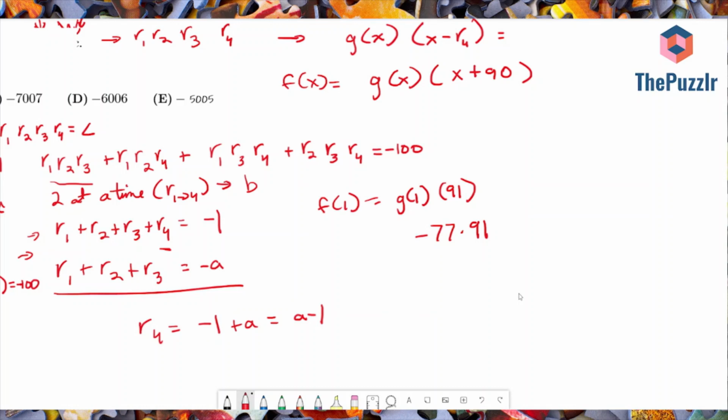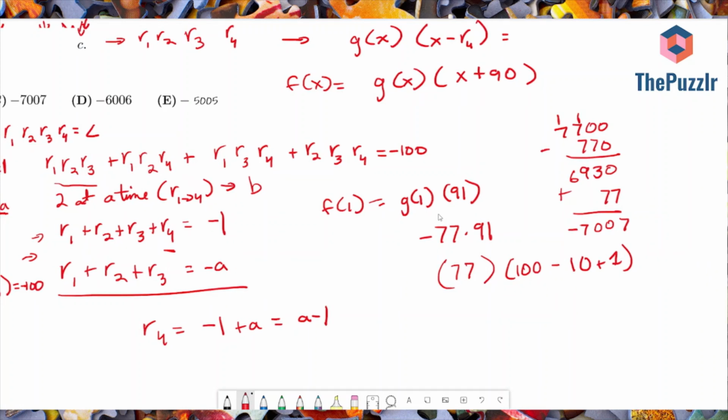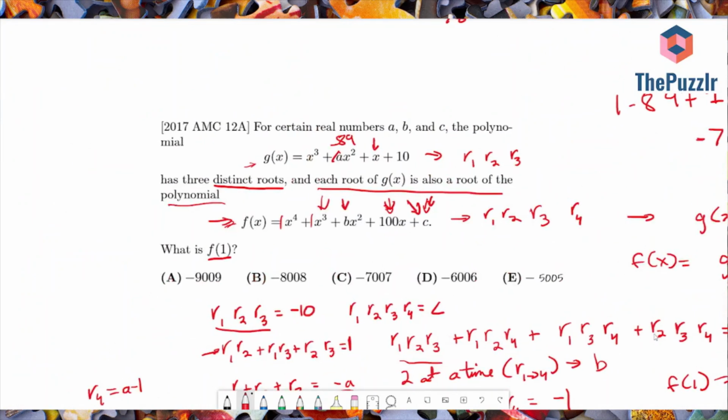And it's a good sign that the answer is negative. So we have 77 times 91. What's the best way to calculate that? Actually, there's an even easier way to do it. Let's just do 77 times 100 minus 10 plus 1, right? So 77 times 100 is 7,700, minus 77 times 10, which is 770, which gives 6,930, and then we're adding one last 77, which is 7,007. And is that an answer choice? Well, yeah, we have to put our negative here. Yep, it certainly is. And we've solved this problem.